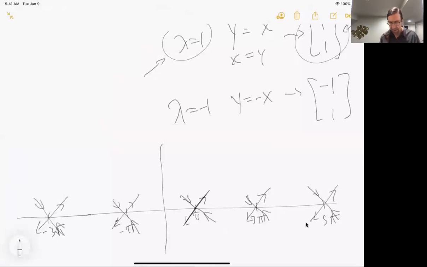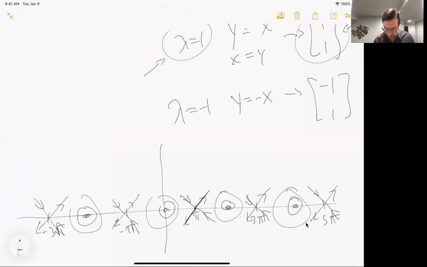Okay. And then for the even multiples of pi, that's these points here, we see center tangencies. And you can even tell, like near these saddles, things have to be going this way. So these center tangencies, it looks to me like they've all got to be going clockwise.